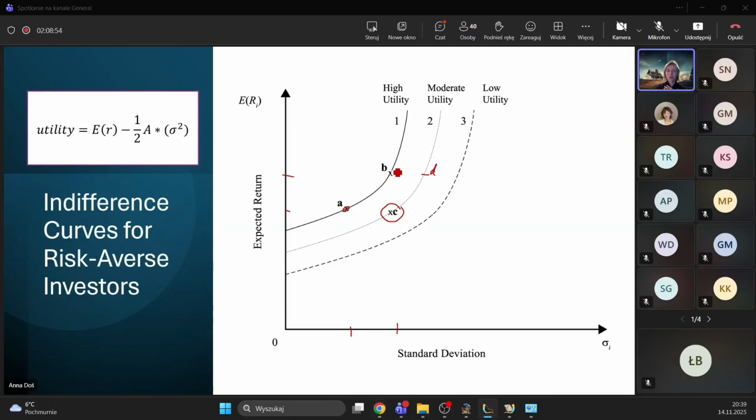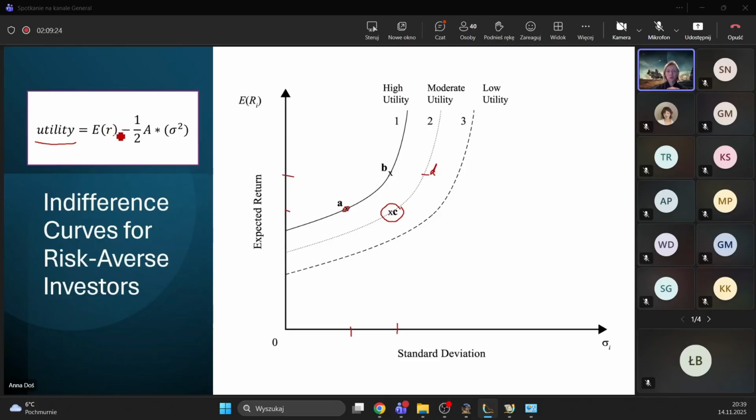This is why an investment positioned on a high utility curve will always be preferred by rational investors to those that are positioned at moderate or low utility indifference curves. The investor's utility can be calculated using a simplified equation where there are three elements of this equation.